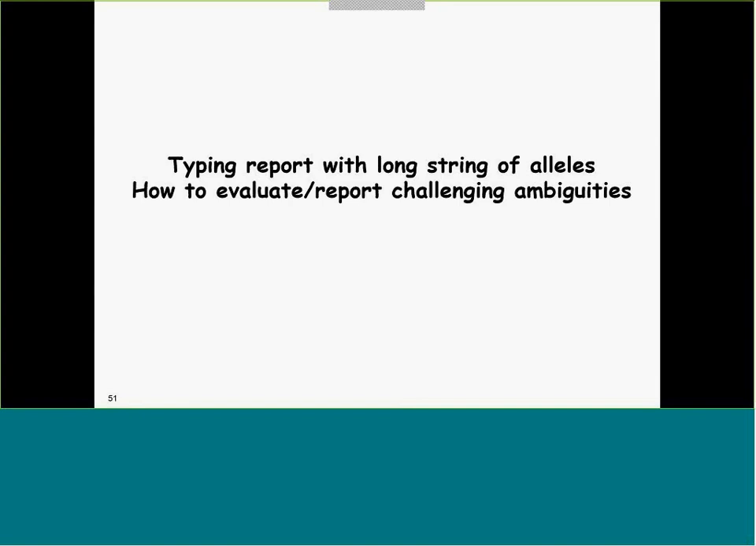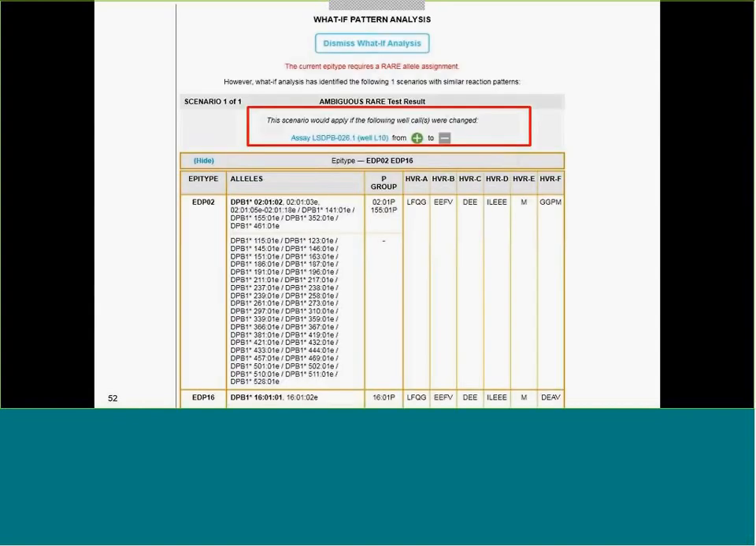I wanted to show another result that is going to be a little tougher, more challenging to evaluate. In this particular case, we have a long string of alleles, and also something that jumps right out at us. If you see highlighted in red, our report from the SureTyper software tells us that the result that includes the most common alleles is one that can only occur if at least one well was changed. So that's a red flag that everybody on this call should be aware of right away.